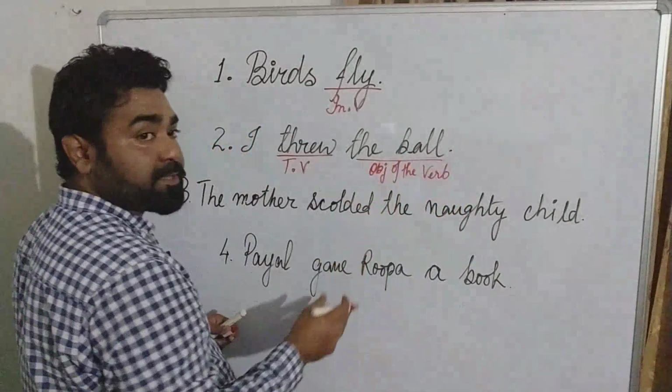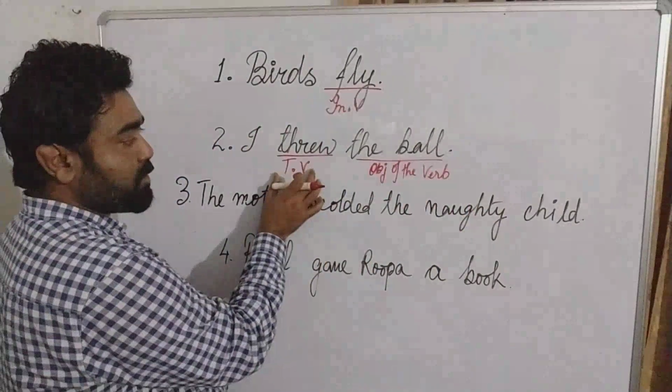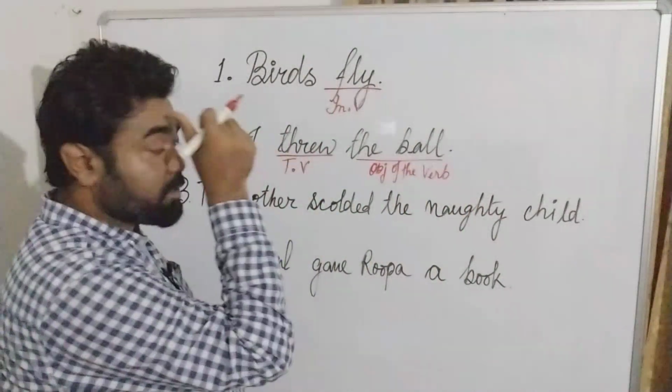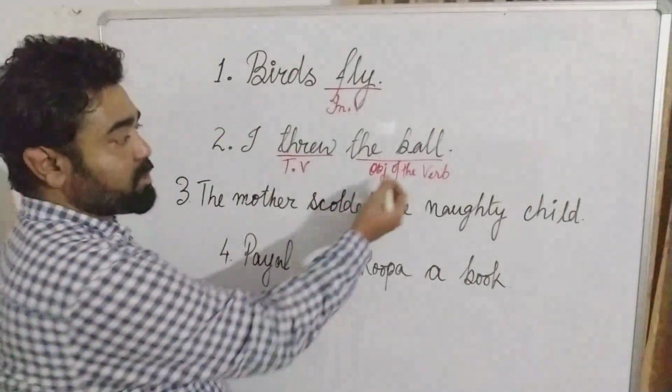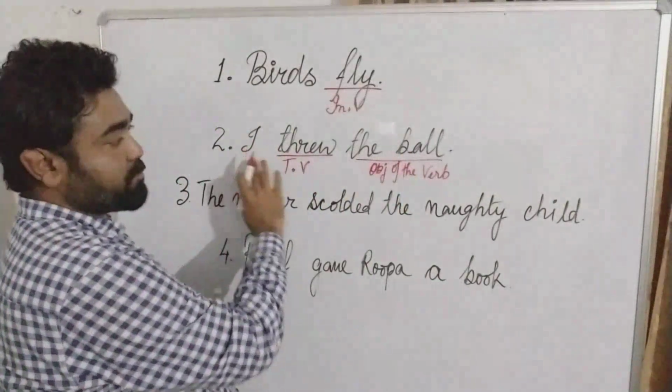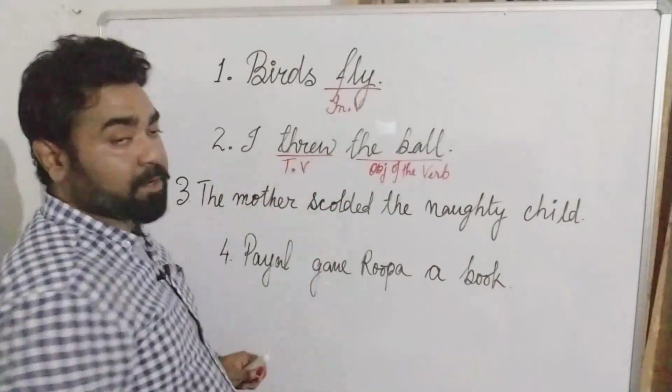And what type of verb has an object? Transitive verb, not an intransitive verb. So transitive verbs always require the help of an object to complete the meaning of the sentence. Okay. Now this object of the verb is not related to the subject. It is just helping the main verb here.